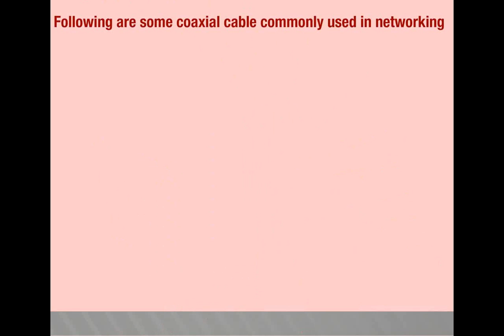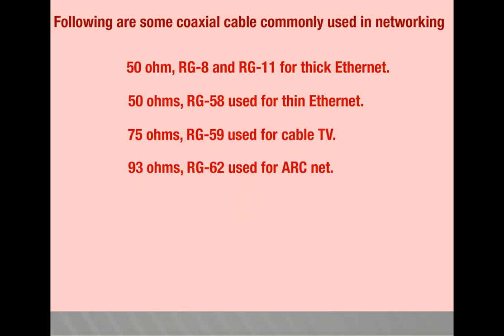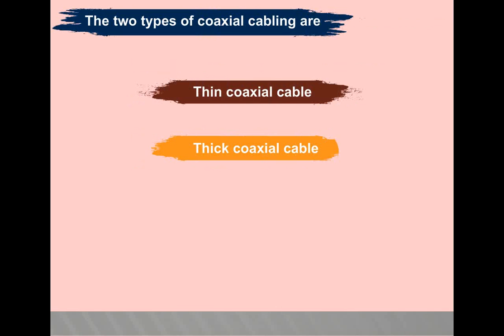Following are some coaxial cables commonly used in networking. 50 ohm RG8 and RG11 for thick Ethernet. 50 ohms RG58 used for thin Ethernet. 75 ohms RG59 used for cable TV. 93 ohms RG62 used for RCNET. The 2 types of coaxial cabling are thin coaxial and thick coaxial.